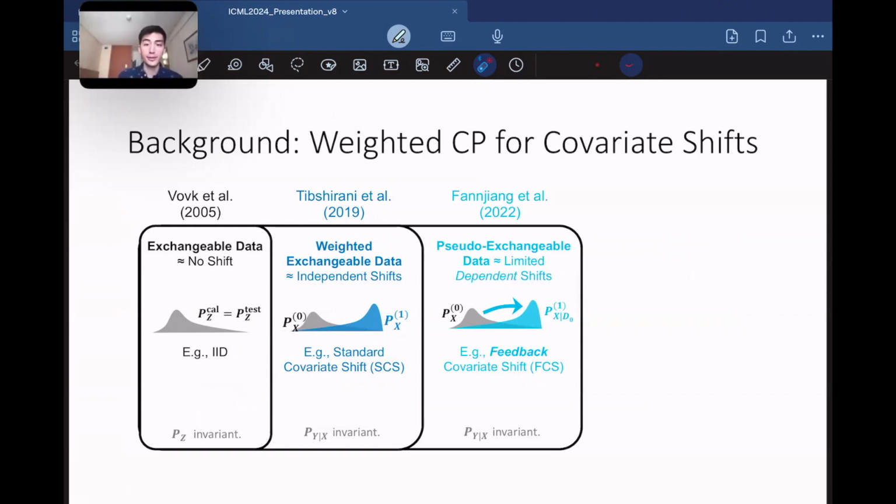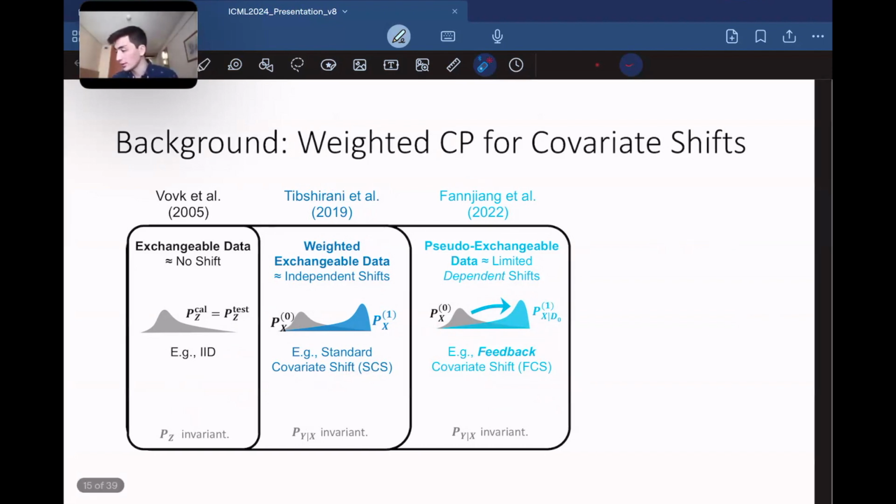More recently, Fan Zhang et al. looked at a further extension of conformal prediction to what they called pseudo-exchangeable data. Pseudo-exchangeability has notation that is more explicit, allowing for explicitly accounting for these limited dependent data shifts, so allowing for this arrow here, the potential dependency of one test batch on an initially observed training batch of data. They specifically look at a condition they call feedback covariate shift. The difference between feedback and standard covariate shift is this arrow here, which is the dependency of the test data on the training data.